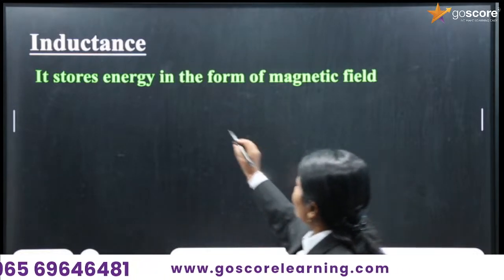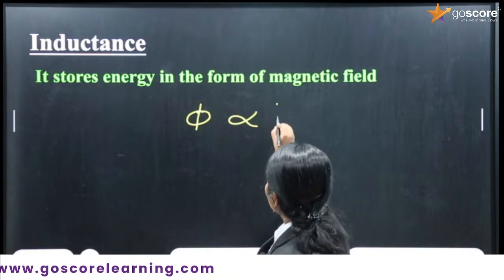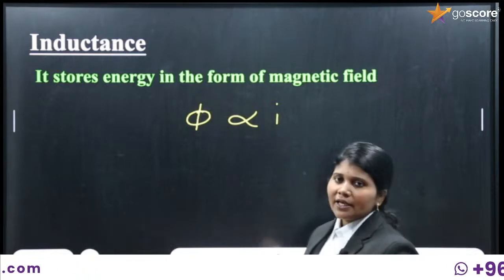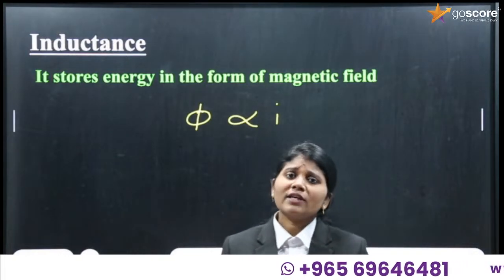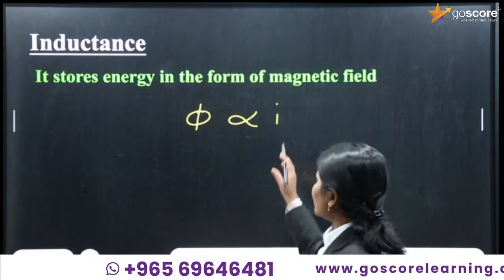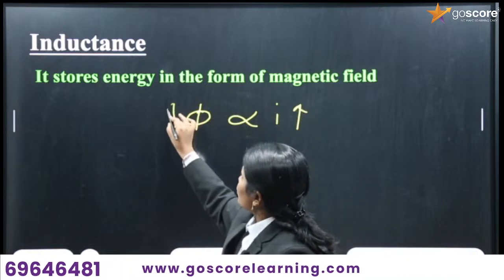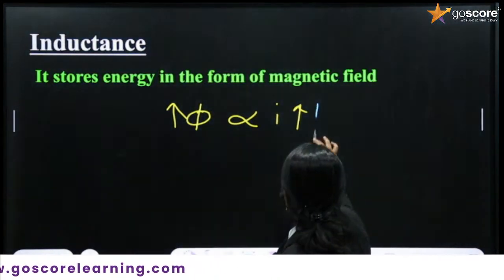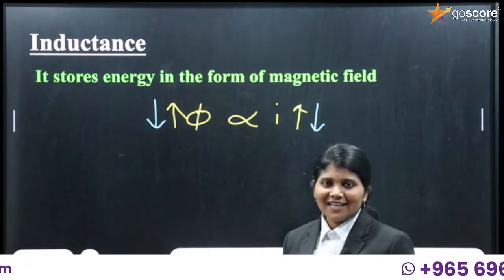It means flux is proportional to the current. Flux is proportional to the current. If current is increased, flux will be increased. Current gradually increases, flux also gradually increases. Then I am considering here a proportional relationship. If current is decreased, flux will be decreased. This is the proportional relationship.